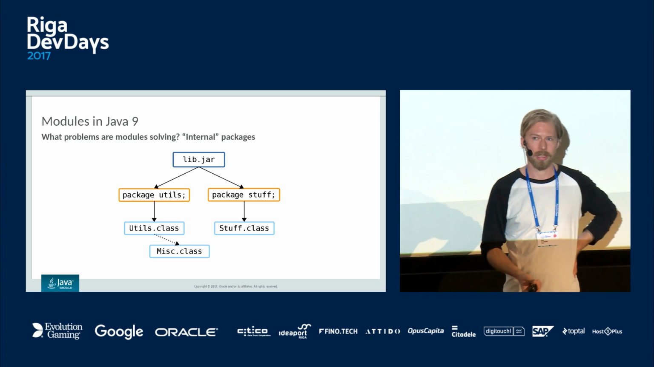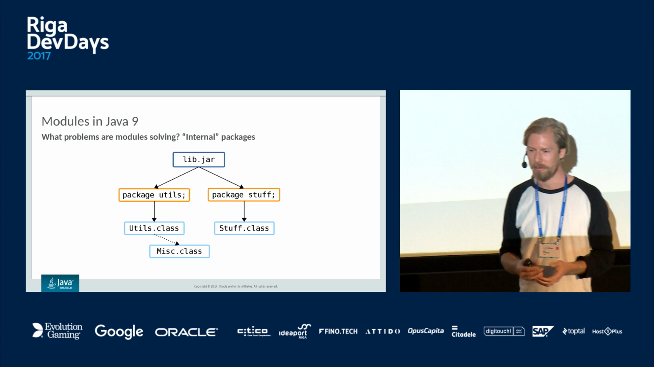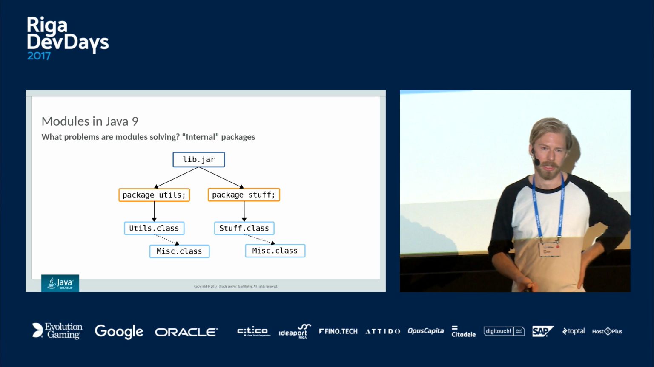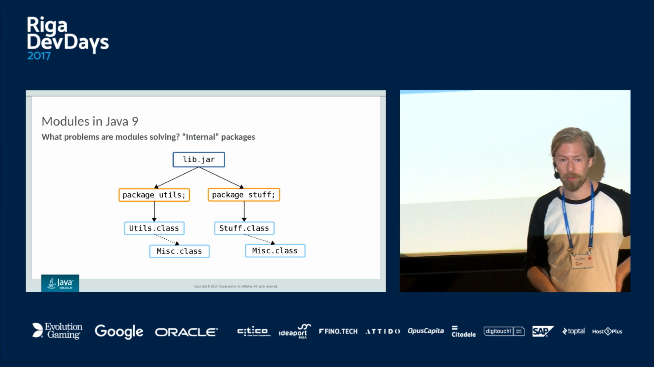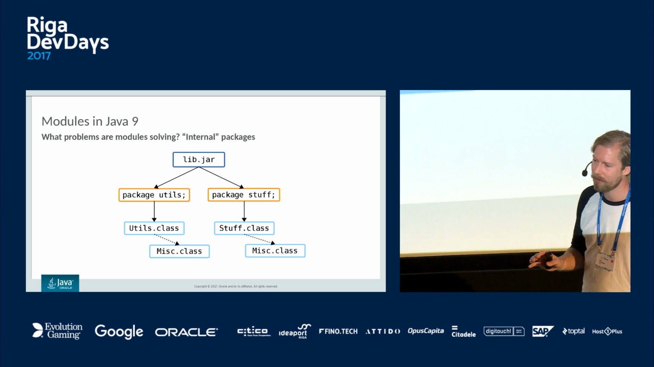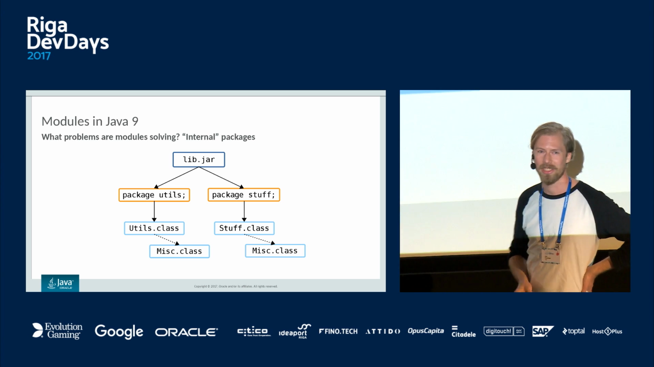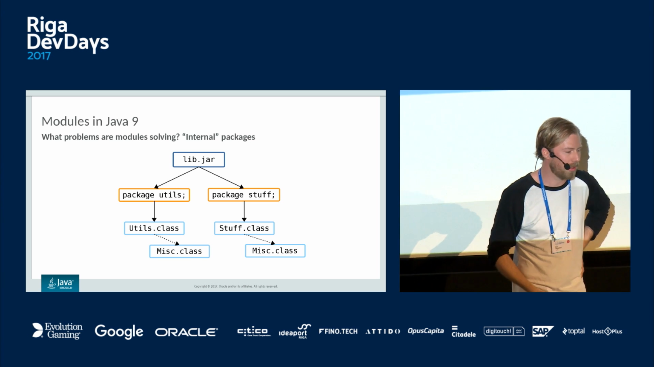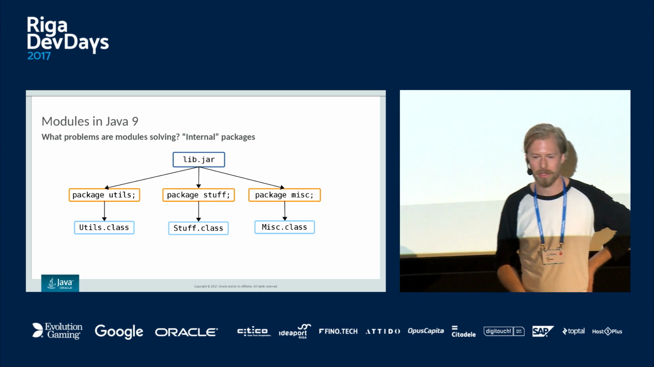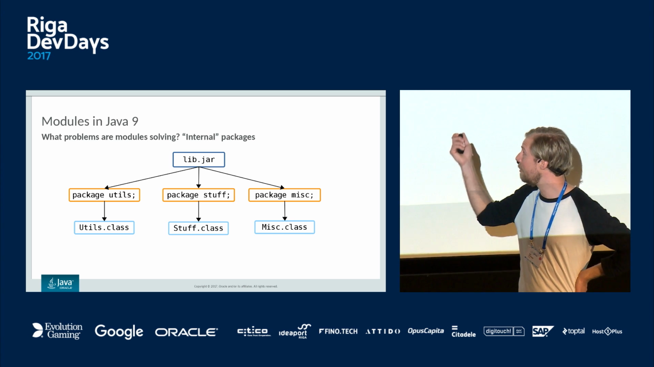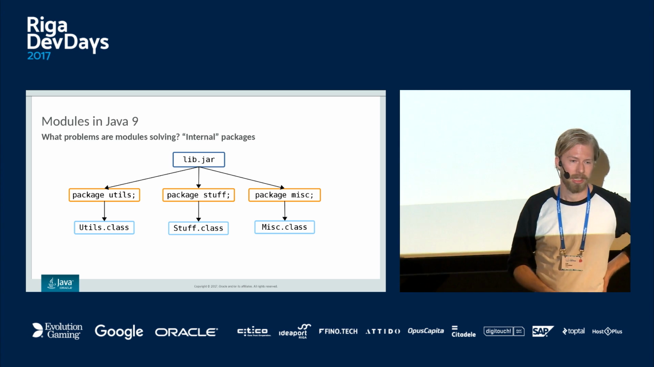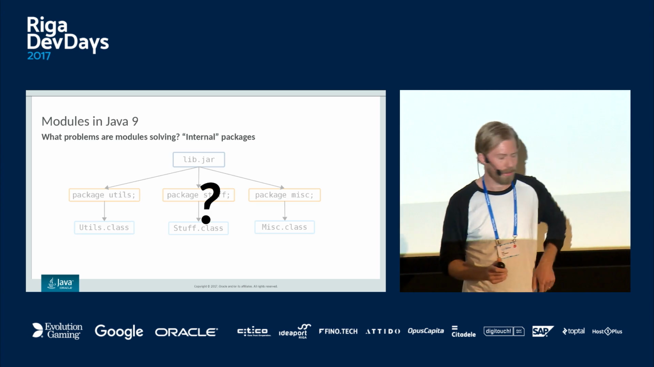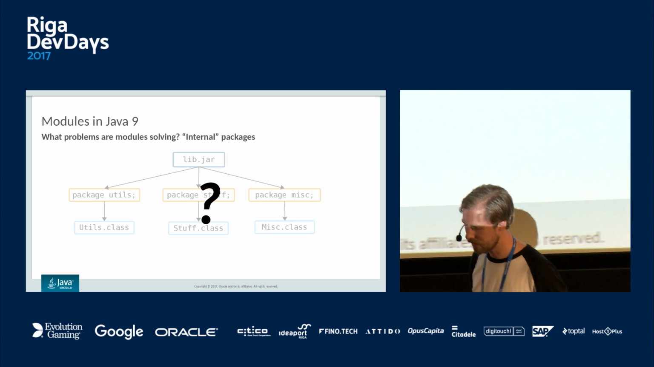Now in utils, you added some more utilities, so you added your MISC class. And after a while you find out that stuff also needs a MISC class, the same actually. You need the same code in both packages. But now you have a little problem. Either you copy and paste the MISC class into both packages, which you don't do, or you're being a responsible, good developer and you refactor out the MISC class into its own package MISC, so that utils and stuff can both share the same implementation of MISC. Now, however, we have a slight issue.